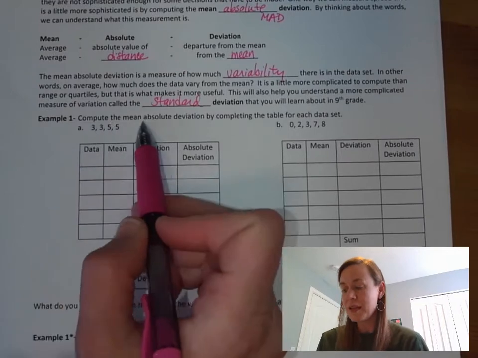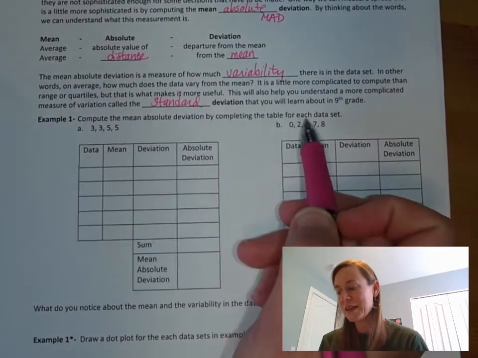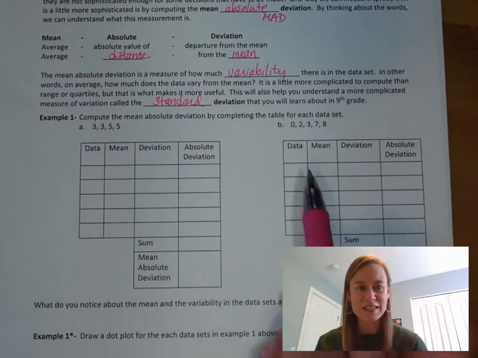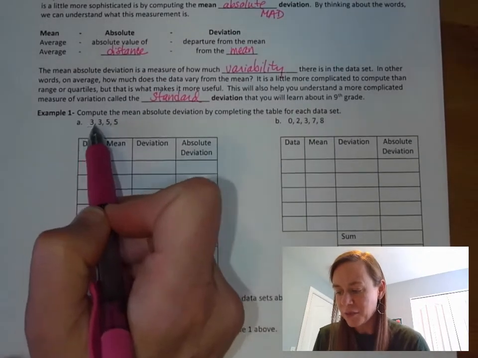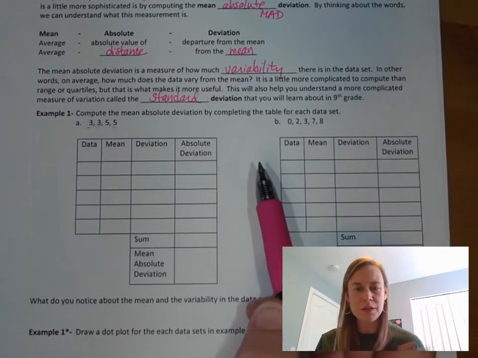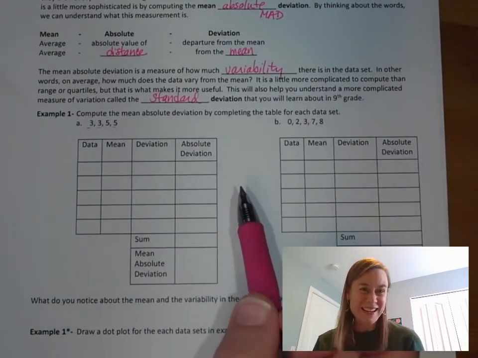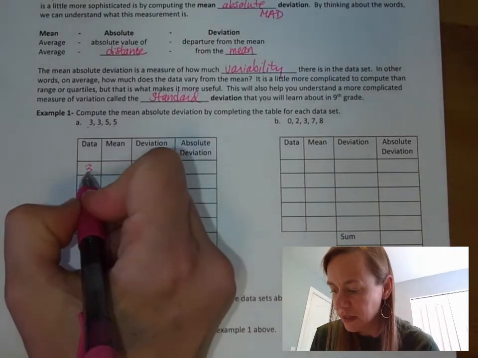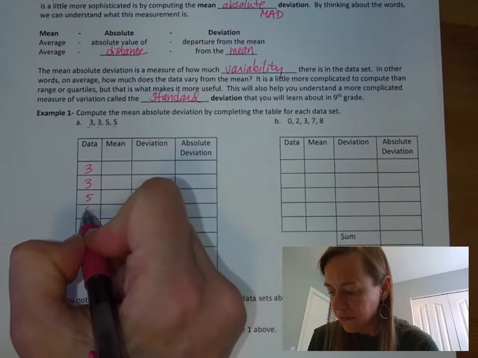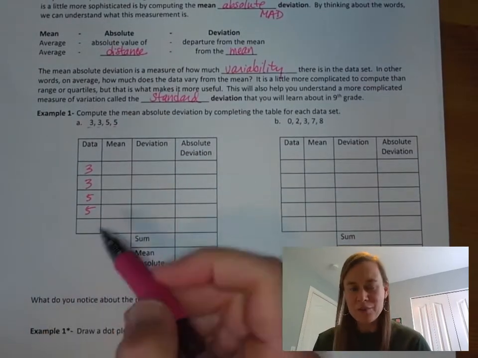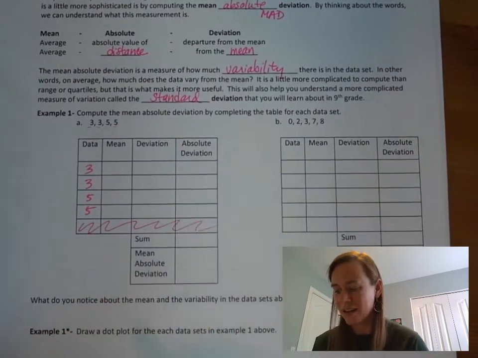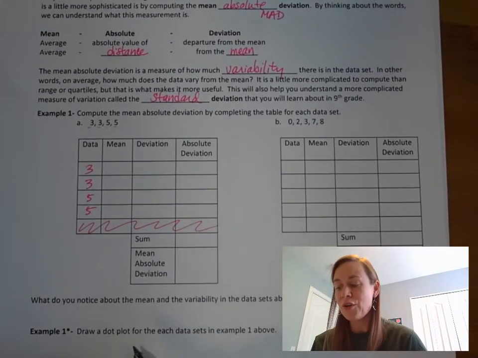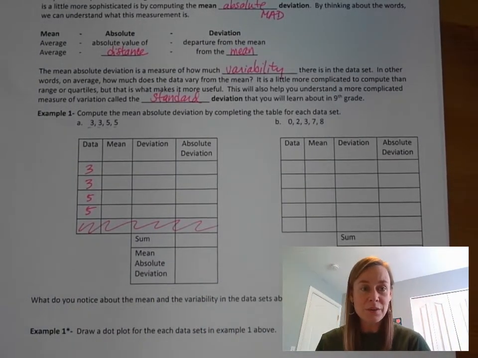It says to compute the mean absolute deviation by completing the table for each data set. All right, let's do this together. So I'm going to take these 4 numbers here. I don't have to put them in order or anything, which is kind of nice, right? And I'm just going to fill them in under where it says data. So I'm going to do 3, 3, 5, 5. This table was made with an extra row, so I'm just going to cross that off. We don't need it.